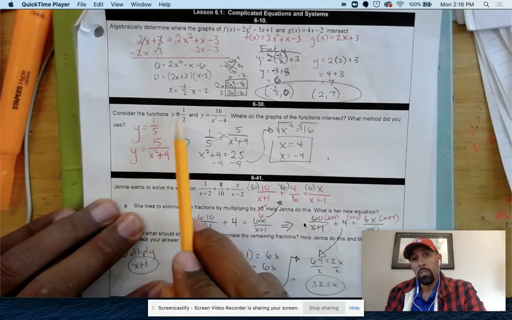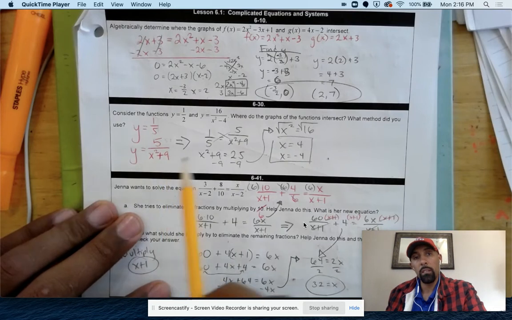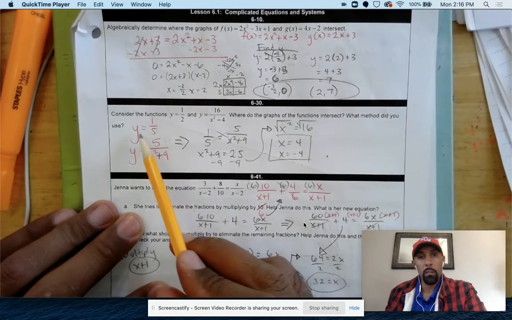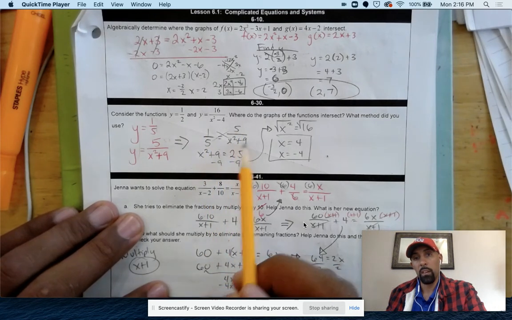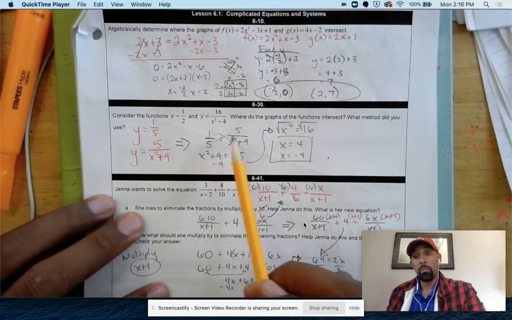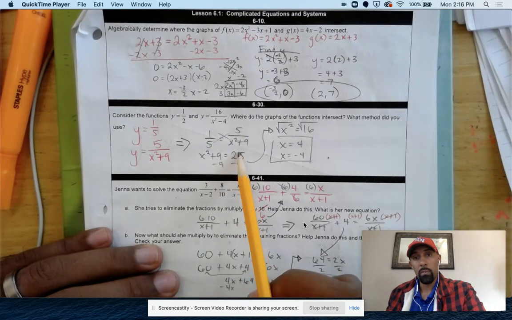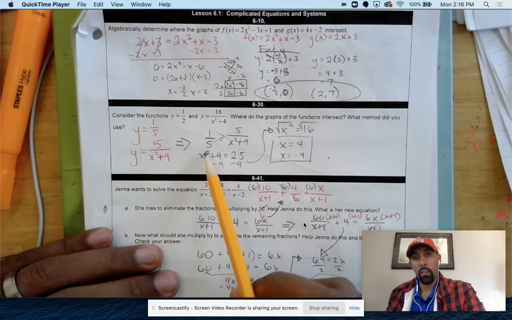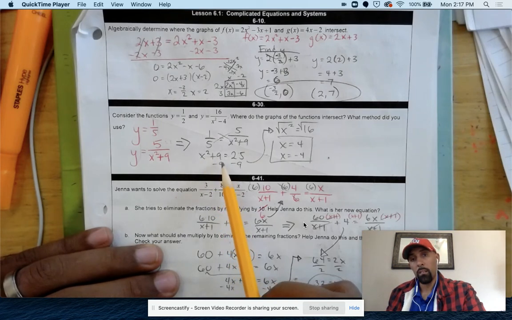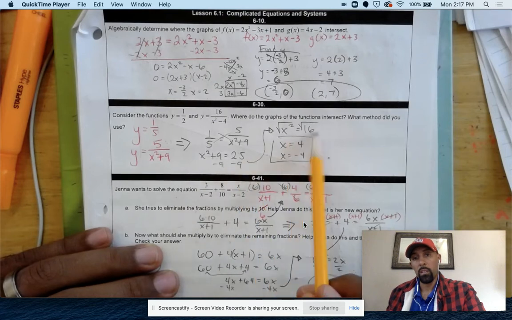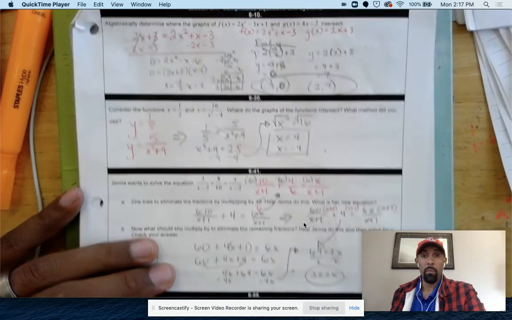Now here's two functions: y equals 1 over 5 and y equals 5 over x squared plus 9. Since they're both equal to y, I make them equal to each other. So 1 over 5 equals 5 over x squared plus 9. It's like a rational equation, so I cross multiply. 5 times 5 is 25, and 1 times x squared plus 9 is just x squared plus 9. Then I get x squared by itself, so I subtract 9 from both sides and get x squared equals 16. I square root it, and remember, you get two solutions, positive and negative 4.